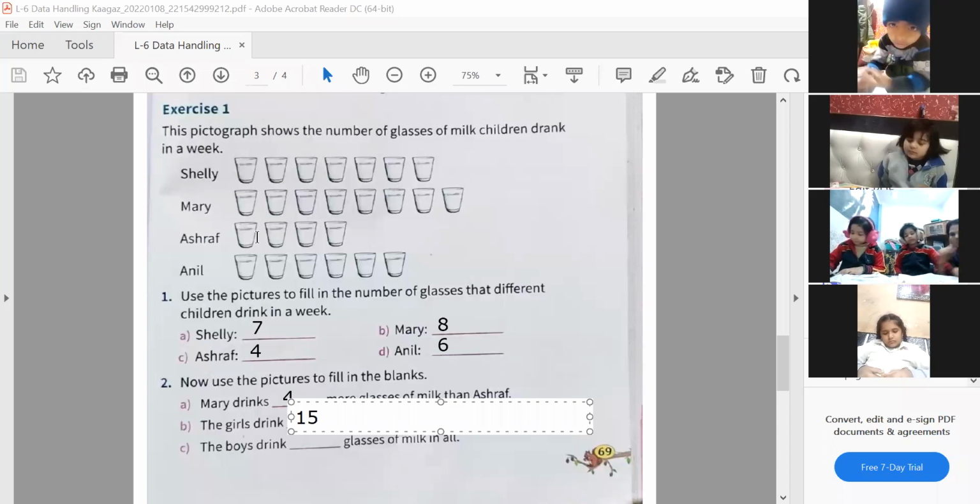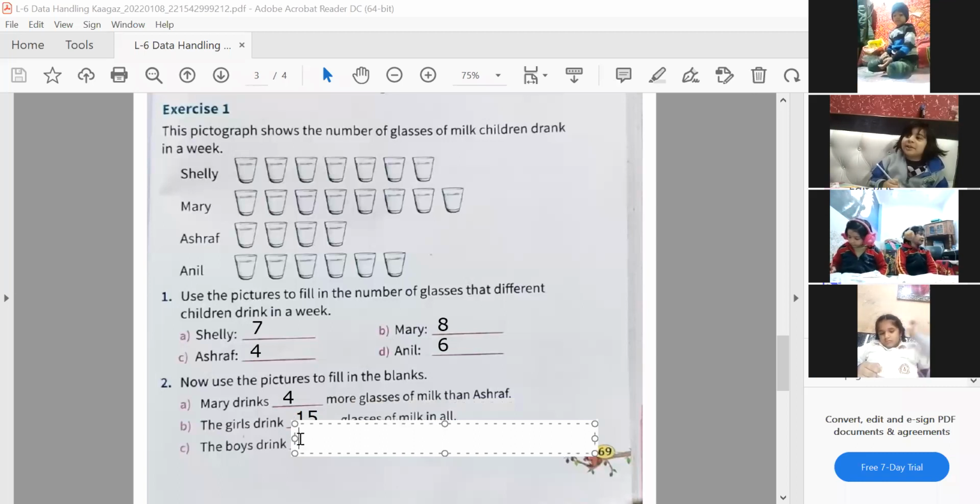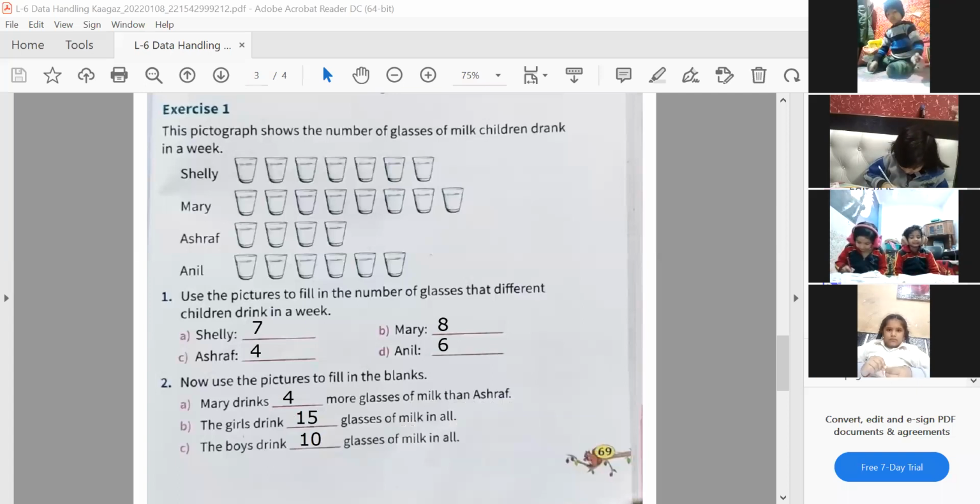Navya, please unmute yourself. Good morning, ma'am. Good morning. Now you tell me, the boys drink dash glasses of milk in all. 10. How many boys are there? 2 boys are there. So 4 plus 6 is 10.